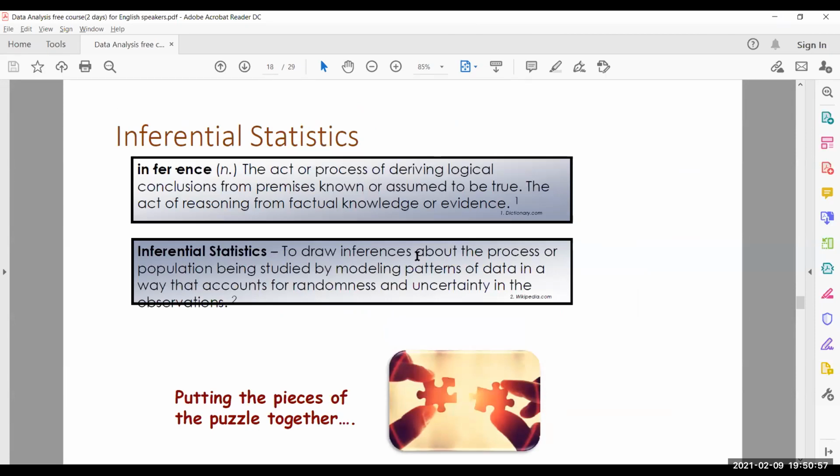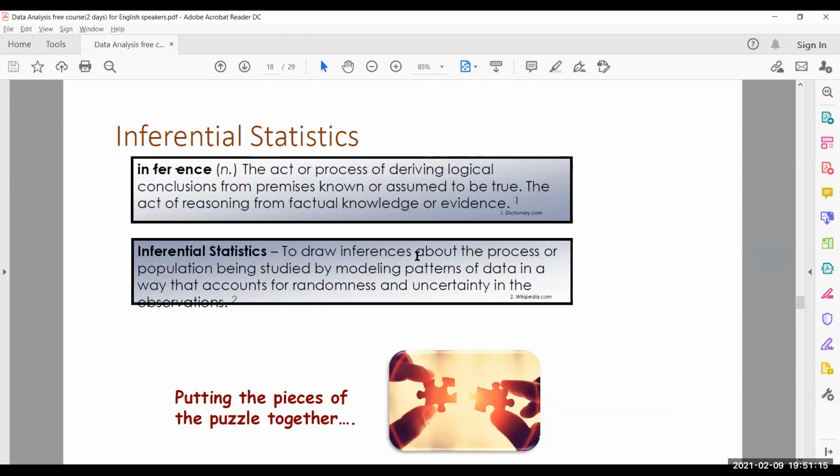The second part of statistics is the inferential statistics. We classify statistics into descriptive and inferential. Then we took descriptive statistics and divided it into measures of location, measures of variation. Now we'll speak briefly about the inferential statistics.